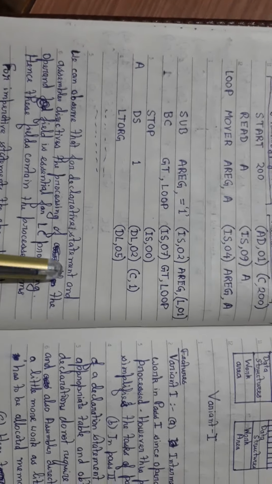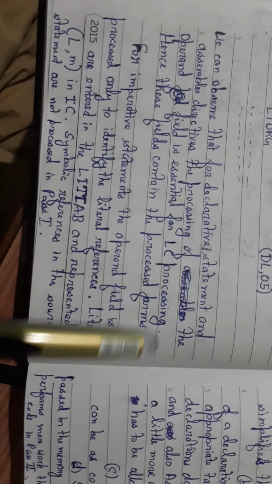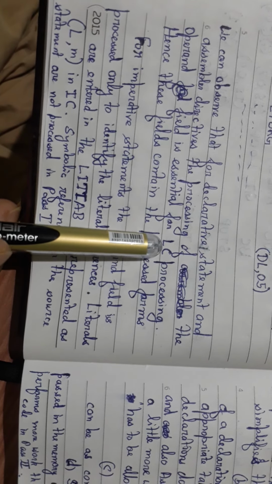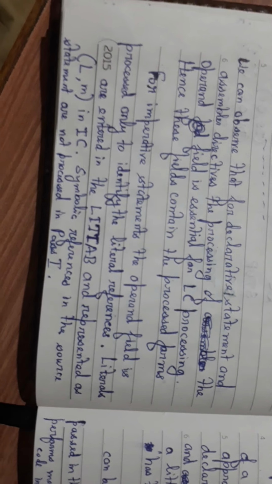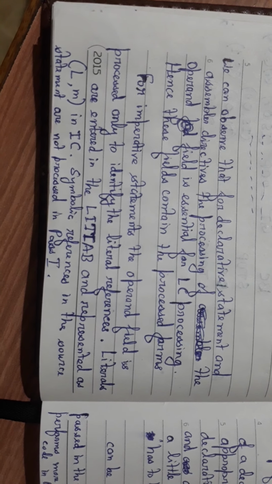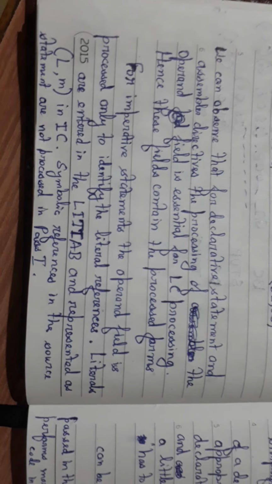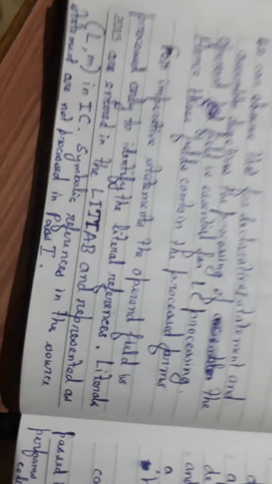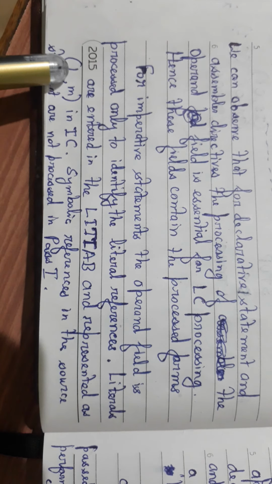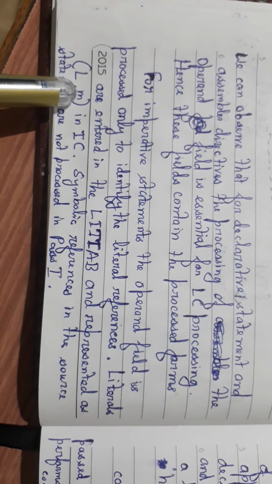So we can observe that for declarative statements and assembler directives, the processing of the operand field is essential for LC processing, that means location counter processing. Hence these fields contain the processed forms. For imperative statements, the operand field is processed only to identify the literal references. Literals are entered in the literal table and are represented as L comma M. M means literal number.